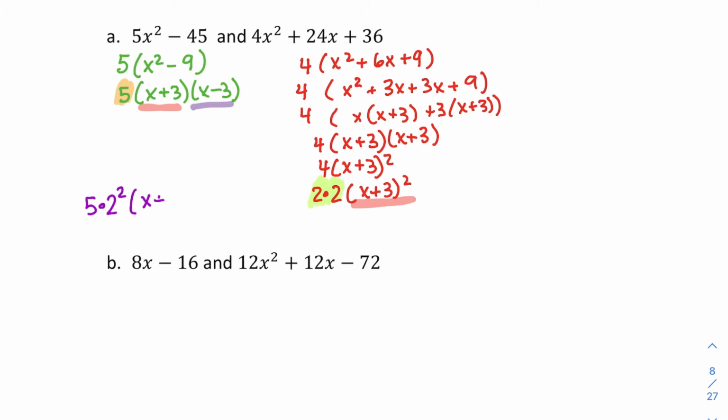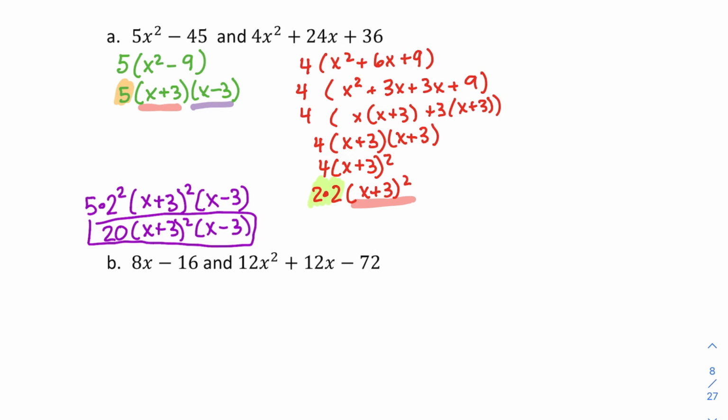So I have a 5, I need my 2 factors of 2 squared. And then for my x plus 3 factors, I need my x plus 3 to the second, because that is the largest amount that appears. And then I need my other factor of x minus 3. I'm going to go ahead and multiply my 5 times my 2 squared and get 20. And then my least common multiple of those two expressions is 20 times x plus 3 to the second times x minus 3.